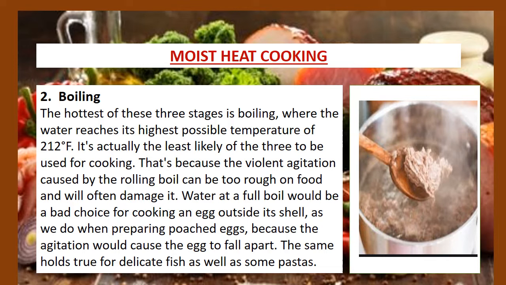Another moist heat cooking method is boiling. The hottest of these three stages is boiling, where the water reaches its highest possible temperature of 212 Fahrenheit. It's actually the least likely of the three to be used for cooking. That's because the violent agitation caused by a rolling boil can be too rough on food and will often damage it.